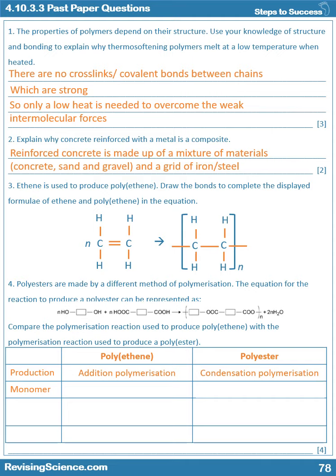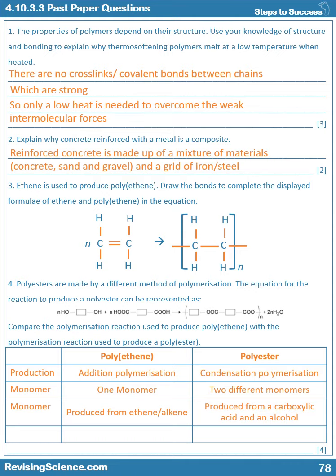We can also think about the monomer. Polyethene uses just one monomer, ethene, whereas polyester uses 2 different monomers. We could be more specific and say what they are. So polyethene is obviously produced from ethene, which is an alkene, whereas polyester is produced from a carboxylic acid and an alcohol. And finally, we could think about the products. As it is addition polymerization, only one product is formed, the polyethene, and nothing else, whereas polyester, being a condensation polymerization reaction, also produces water as well as the polyester.